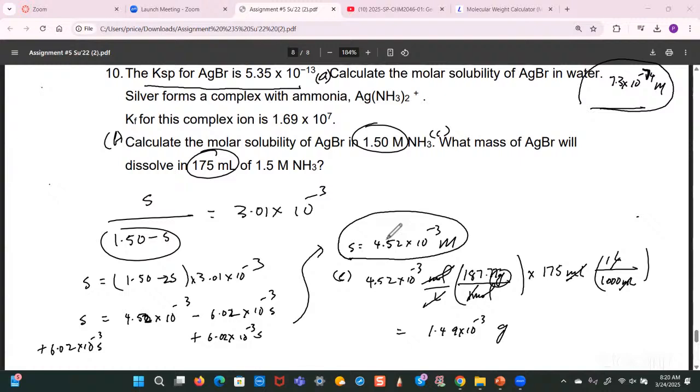Yes, ma'am? I'm sorry? The 7.3 times 10. Oh, that was from the previous part. That was from solving the A part here, calculating the molar mass of silver bromide in water.